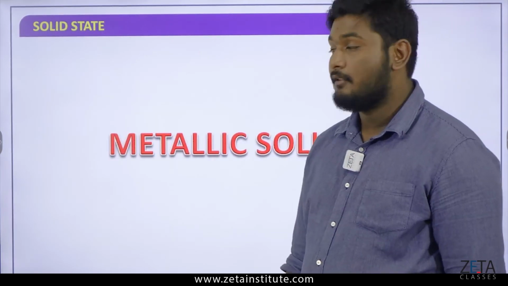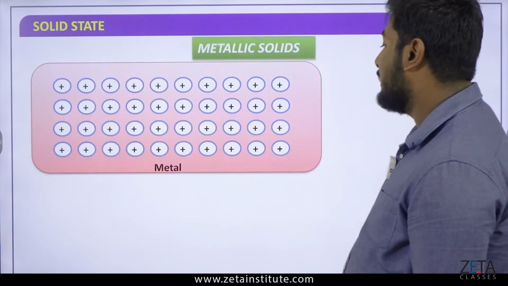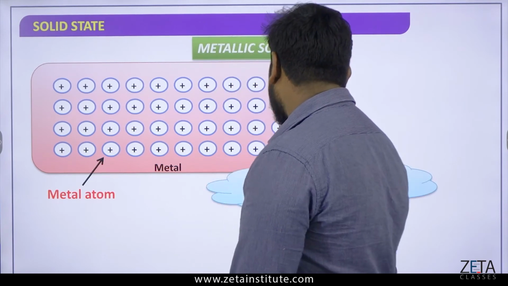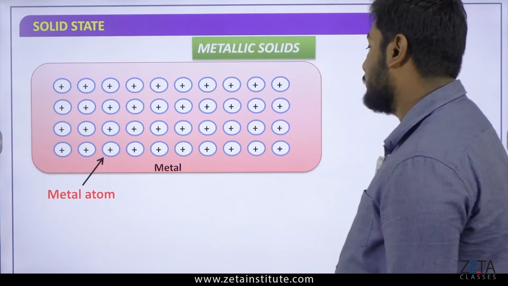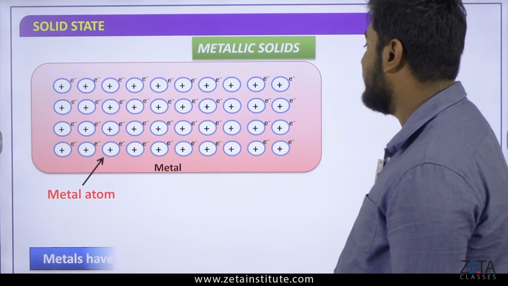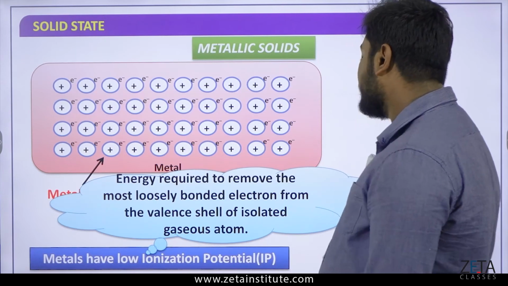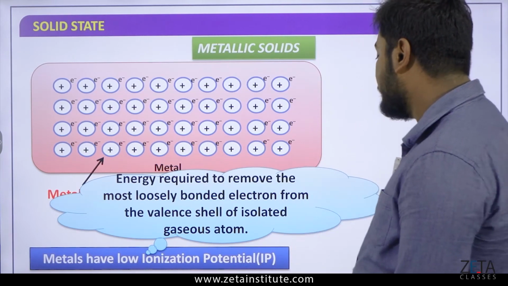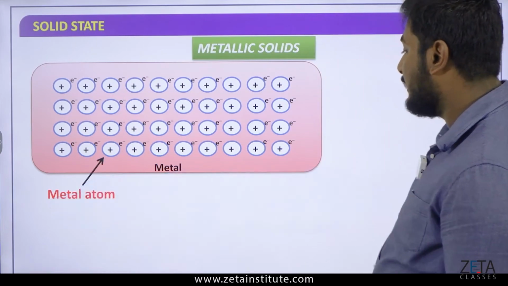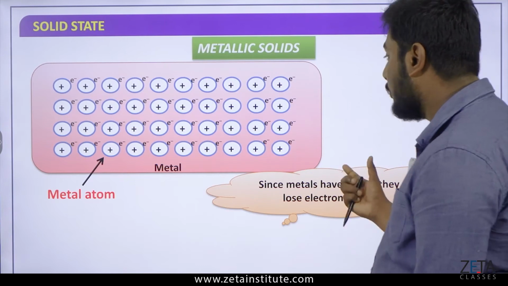Now we can check our next type of solid, that is called the metallic solid. Okay, metallic solid, we can see here metal atom is present, and this metal atom consists of electrons actually. And here we have a sea of electrons present. You can see here metal has low ionization potential. That means energy required to remove the most loosely bound electron of the valence shell is very low. Clear?